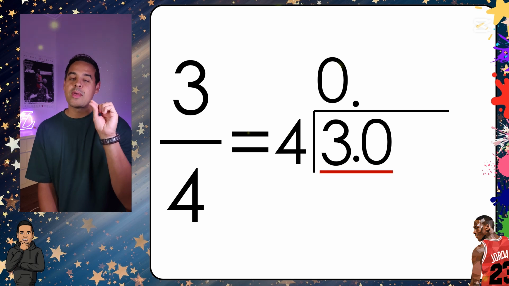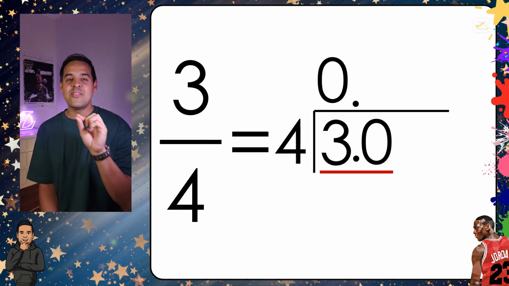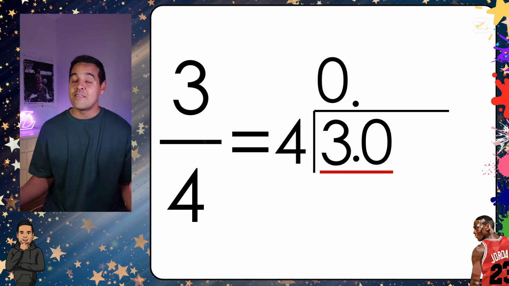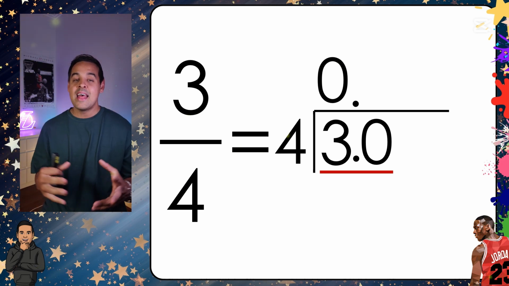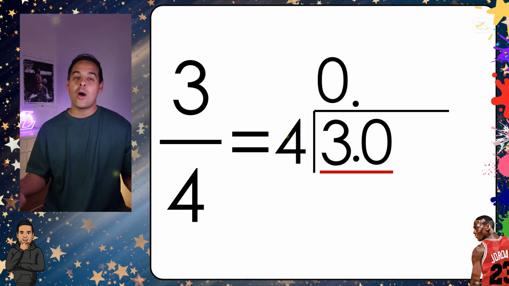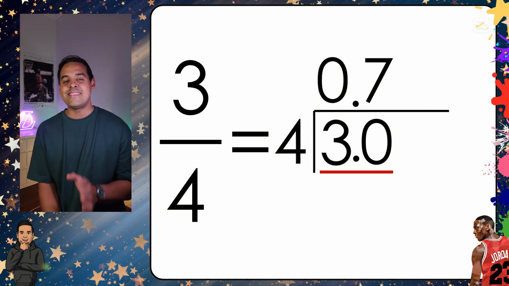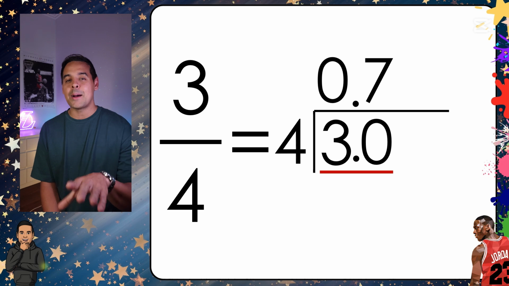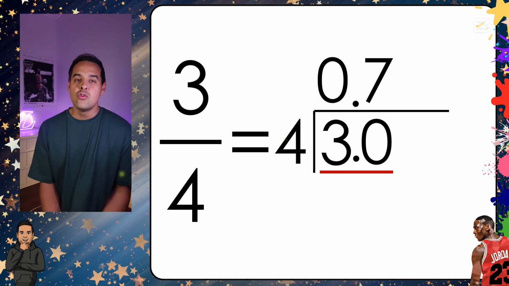Now, remember, we combine the 3 and the 0. Don't worry about the decimal point here because that's going to be a bit confusing. Just think of the numbers themselves. So, how many 4s can fit into 30? Now, we know that that is going to be 7. Now, we've used 28 of the 30, so there's going to be 2 remainders.